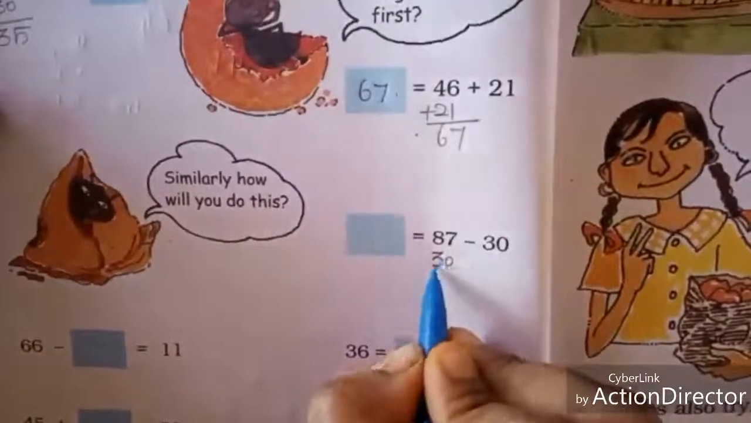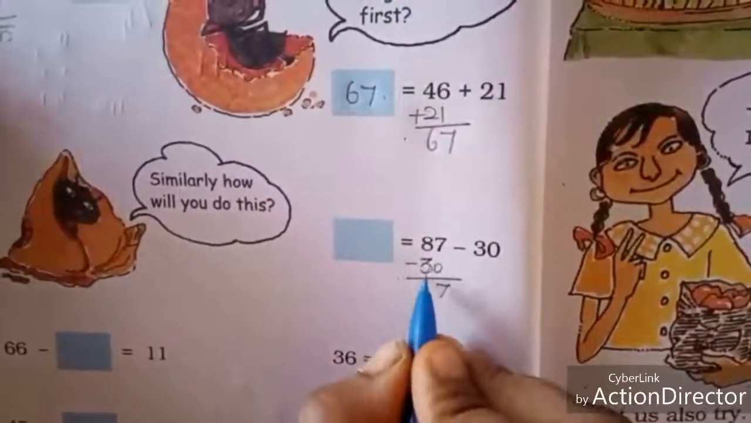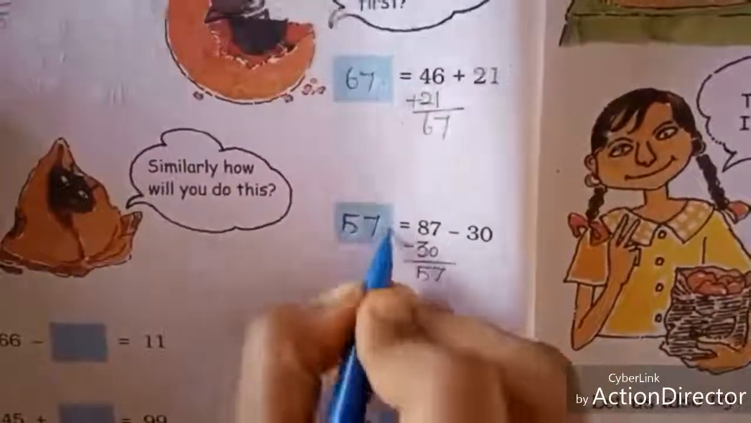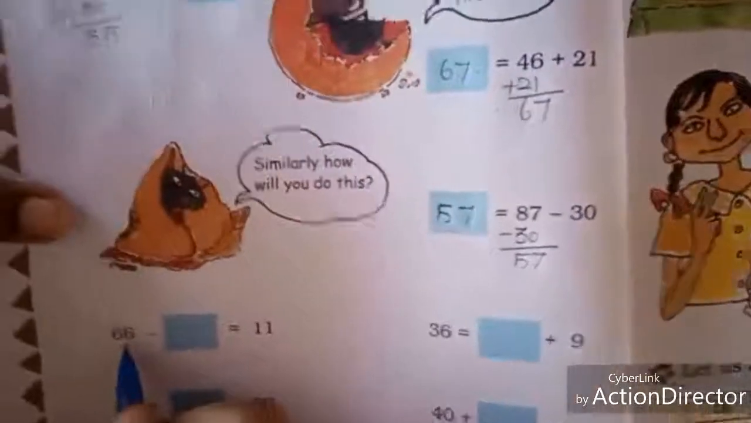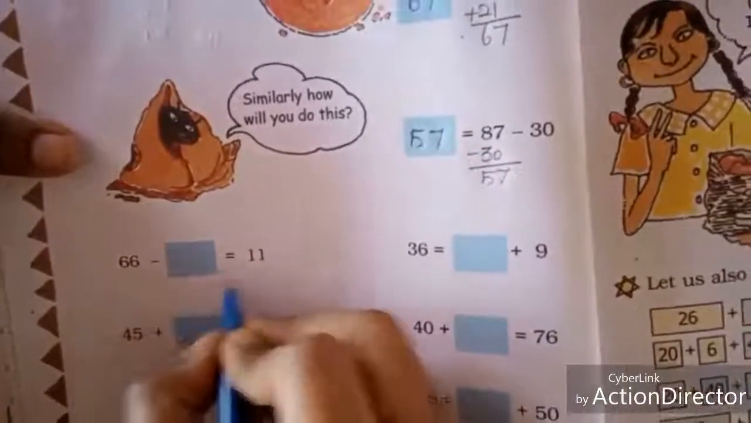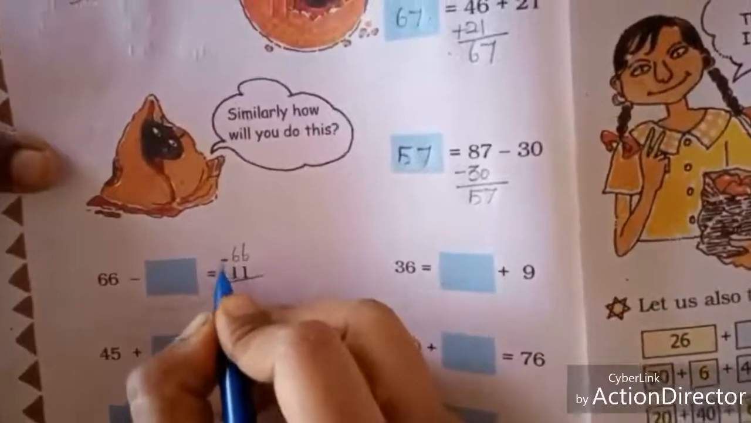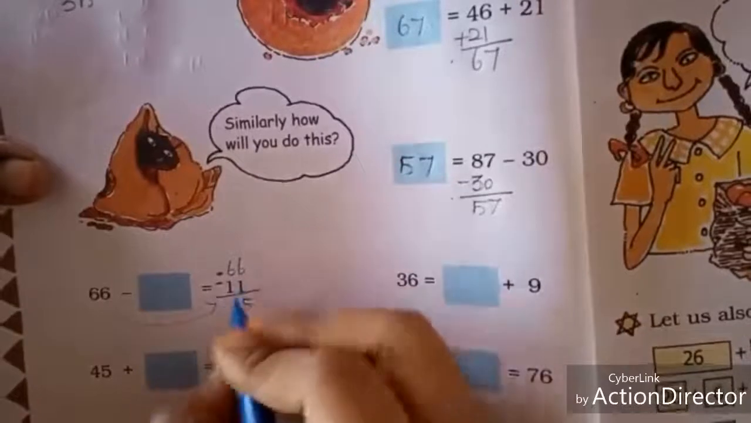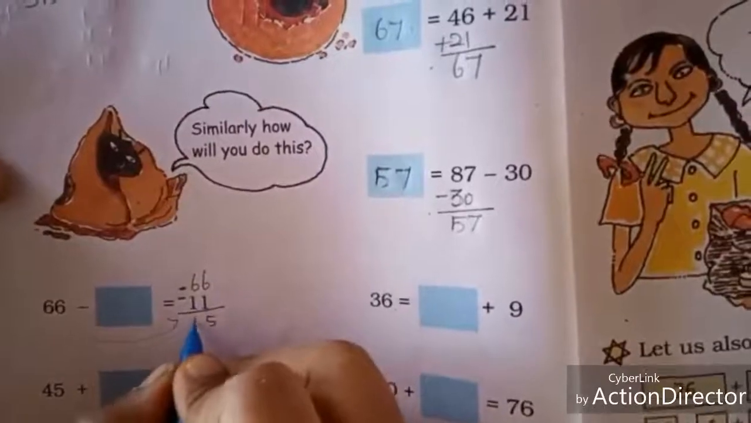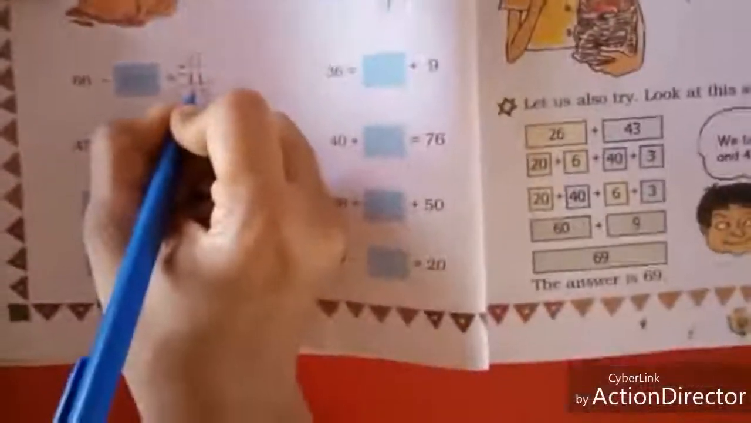Next, 87 minus 30. See, 7 minus 0, the same number. 7. 8 minus 3, that is 5. So 57. Next, look here. 66 minus some number that is equal to 11. Already I explained on the board. If it comes this side, it will become minus. So 66 minus 11, that is equal to 55. 6 minus 1, 5, again 6 minus 1, 5. So 55. 66 minus 55, that is equal to 11.